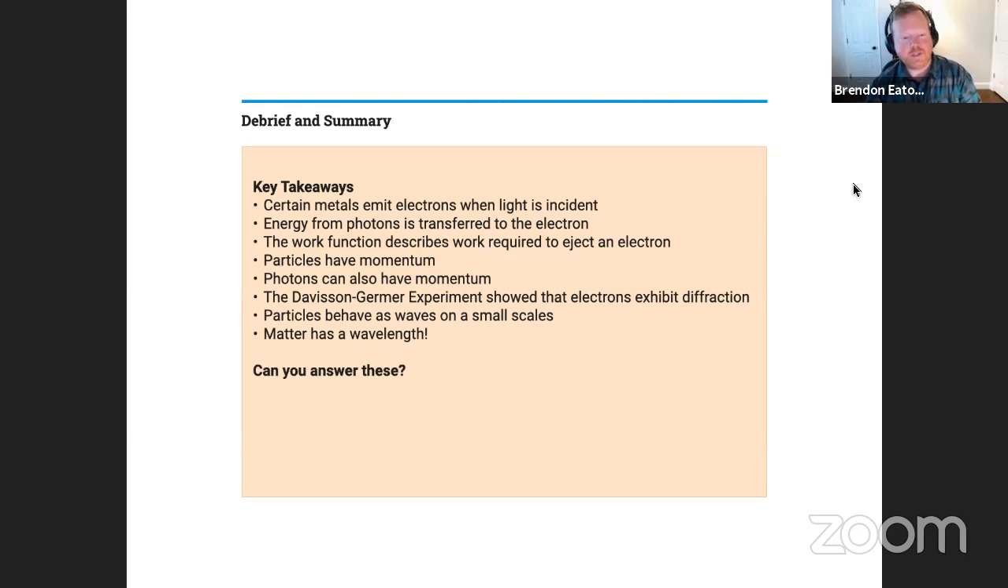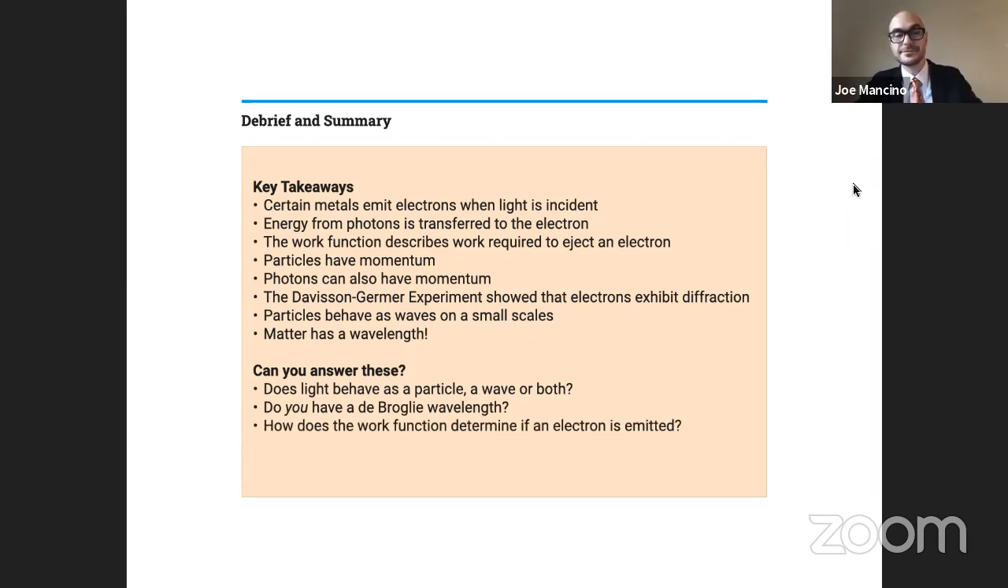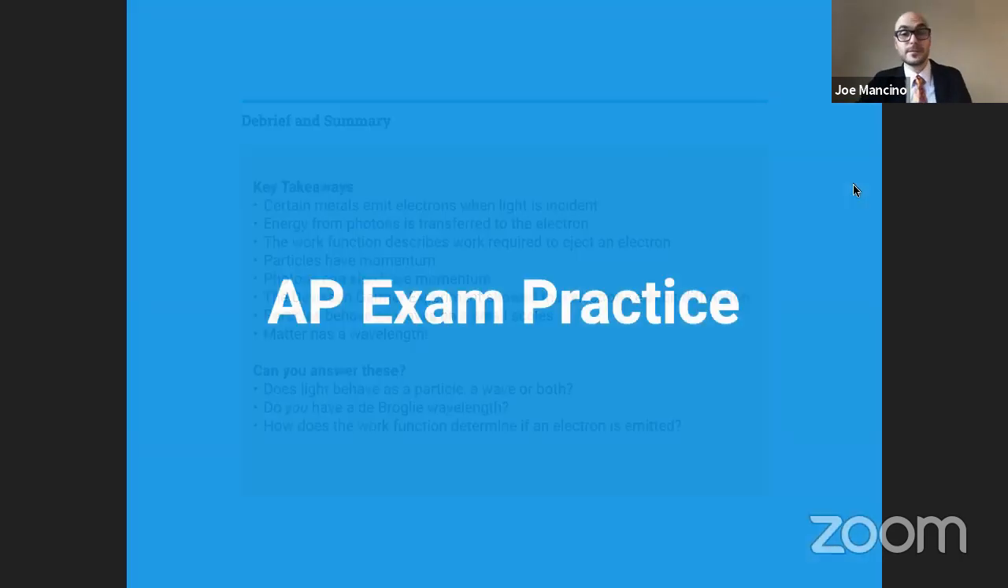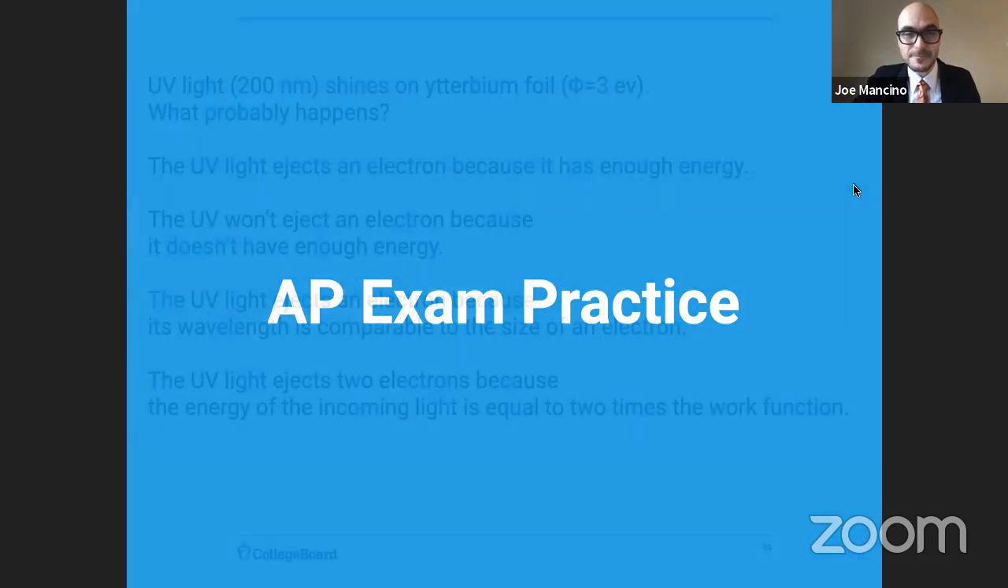And can you answer these before you leave today? Does light behave as a particle, a wave, or both? And do you have a de Broglie wavelength? And how does the work function determine if an electron is emitted? These are tough questions. Indeed. Physics is hard. Here are some AP exam questions you're going to want to screenshot. We're going to start tomorrow's lesson by answering these questions.